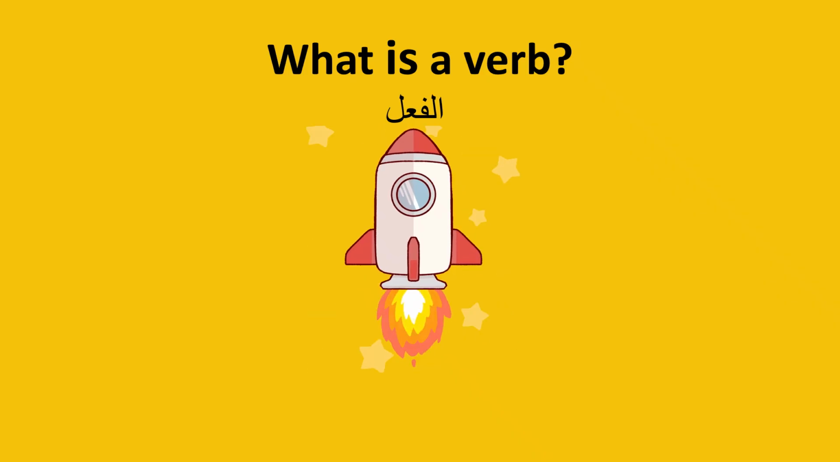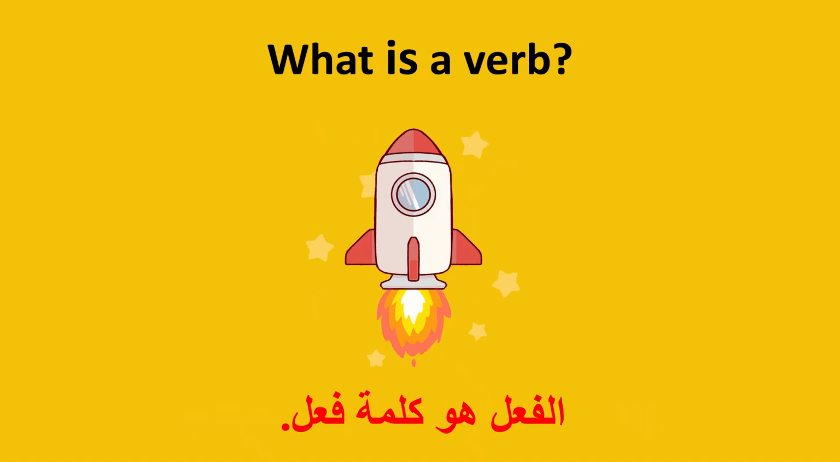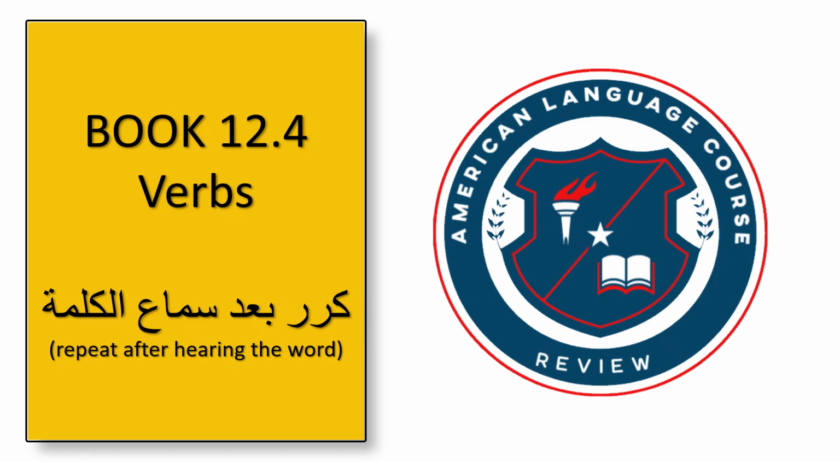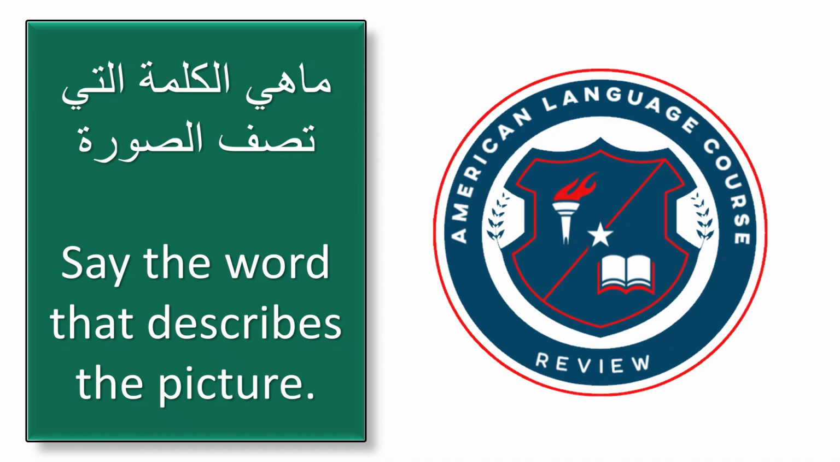What is a verb? A verb is an action word. Book 12, Lesson 4. Verbs. 1. To catch, to fish, to go, to hunt, to kill, to practice, to prepare, to shoot, used to, would. Say the word that describes the picture.